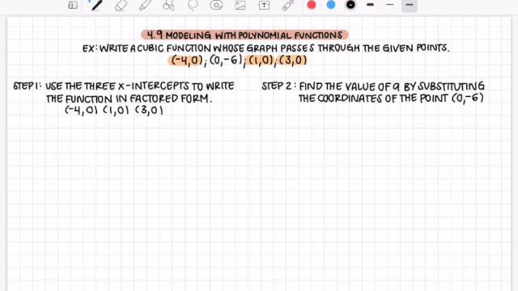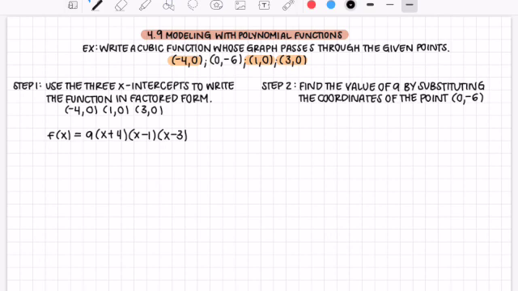And this function is f of x equal to a times each x-intercept that we have. So we have originally the -4. We know that -4 is just x equaling -4, so the opposite operation would be x plus 4. And then for +1, we have x minus 1. And for 3, we have x minus 3.